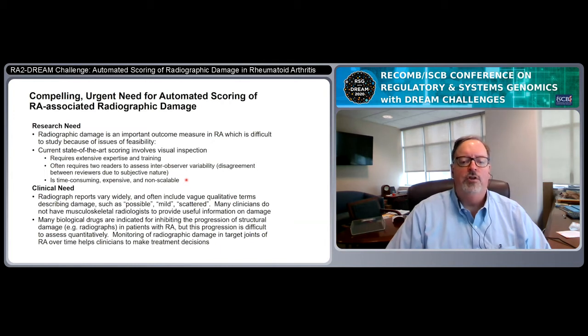So for large studies of large numbers of patients to have an outcome measure of RA being radiographic damage, there are very significant hurdles to doing that.